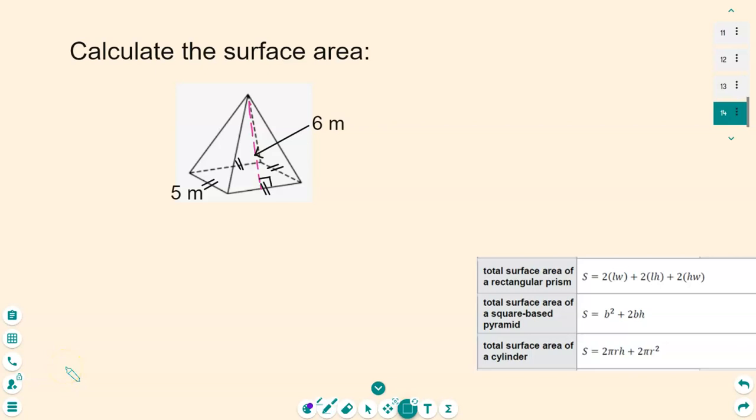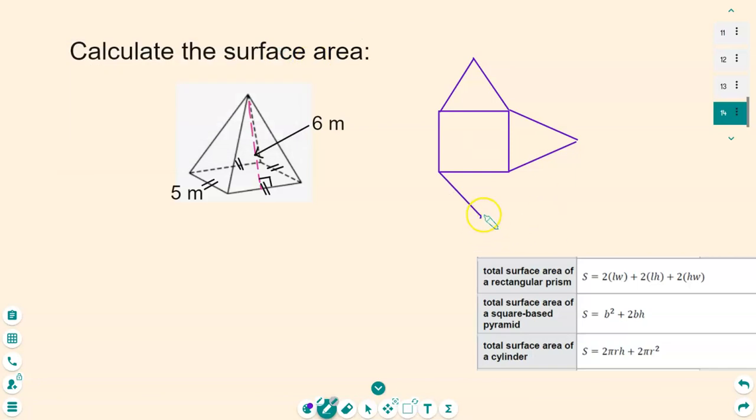With surface area, you're calculating the net of the shape. You've got to draw the net of the shape. So this is a square-based pyramid. Think of how it folds up to make that pyramid. It's quite a fun shape, this one. Maybe you want to define that that's a square by putting these marks. And then if it's a triangle, we've got that height there too.